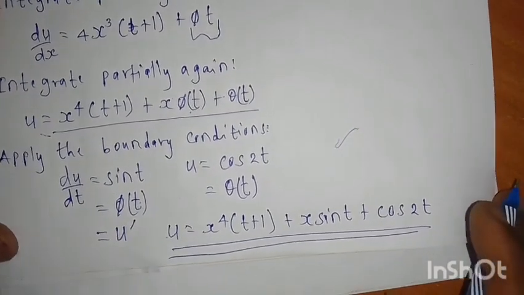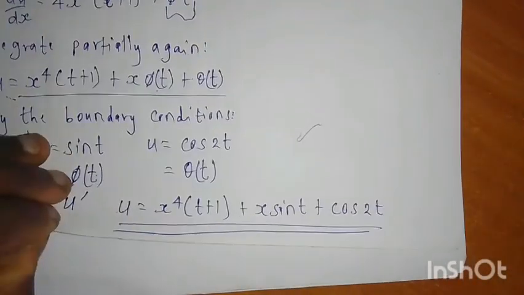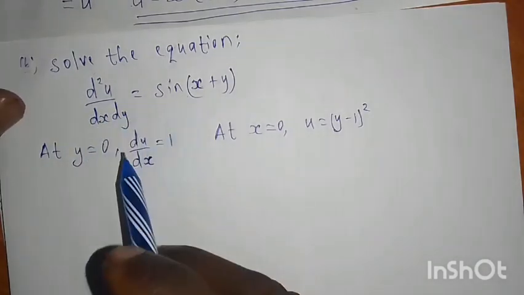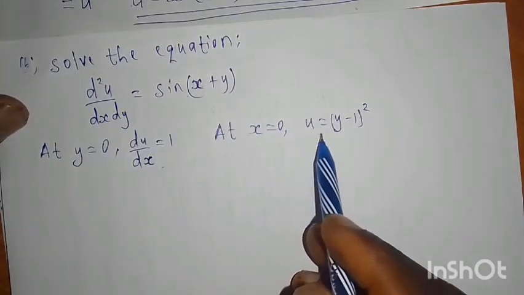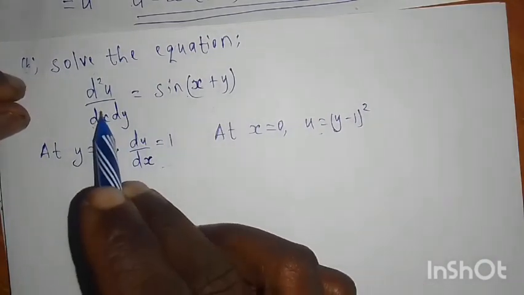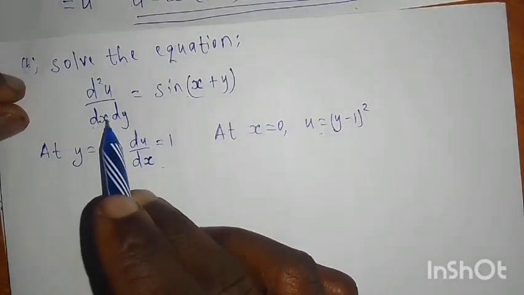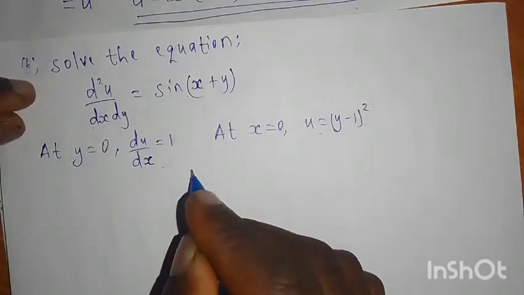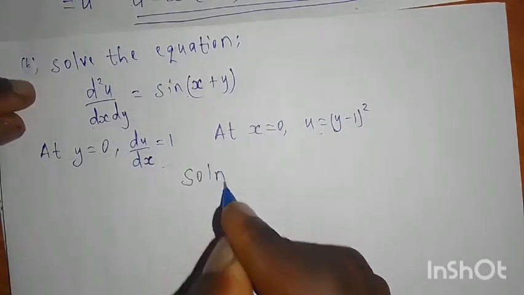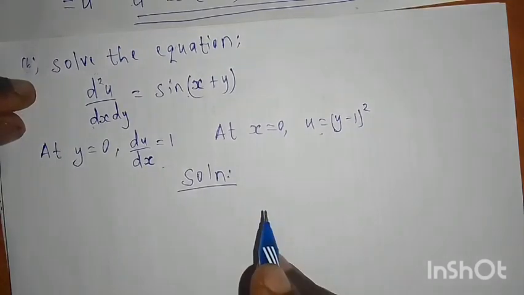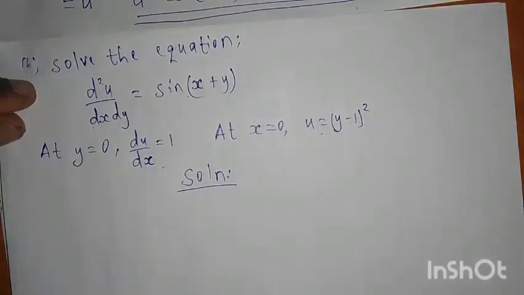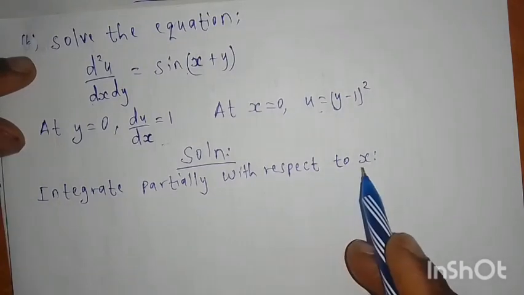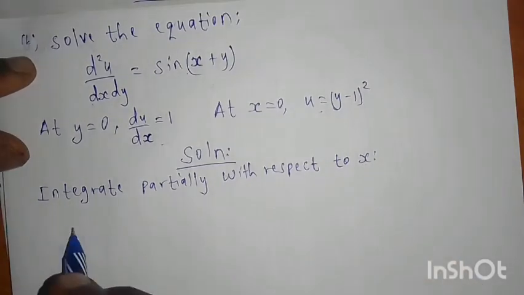So let us see another example. Here you are required to solve this equation, and you are given this initial condition. In this equation, it is a derivative of both x and y. So we want to look at how we can solve it. The first step here is to integrate partially with respect to x.